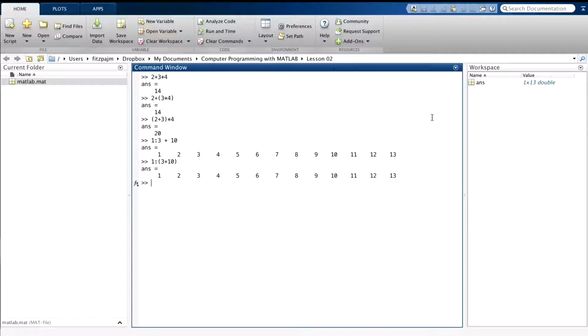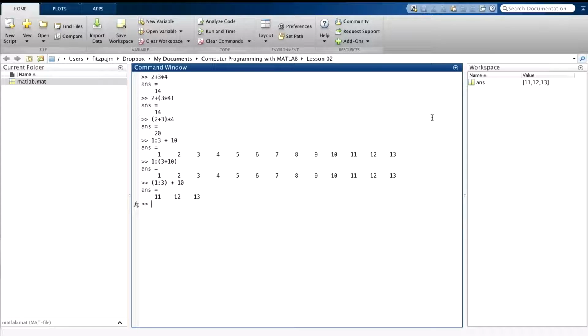If you want to add the 10 after the colon operator has made its row vector, you need to force it with parentheses like this. There, we got 1, 2, 3, and then we added 10 to each element and got 11, 12, 13. And by the way, note that we're adding a scalar to a row vector. So this is an example of a scalar being added to a matrix. In this case, the matrix has just one row. But as for any matrix, the scalar is added to each of its elements.